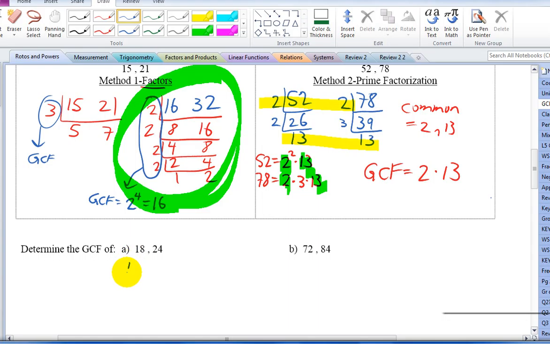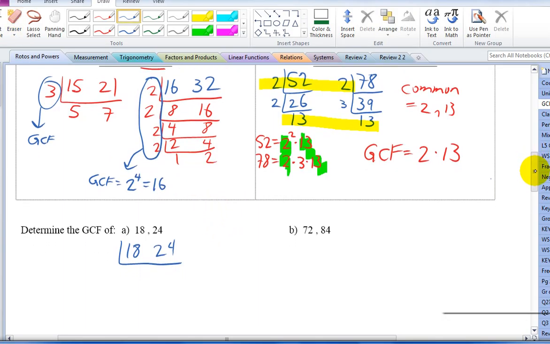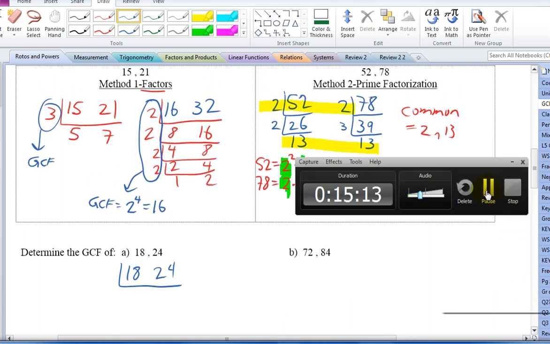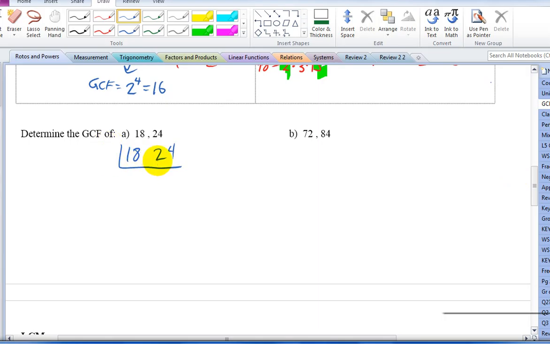So let's have 18 and 24. I want you to go ahead, find the GCF. Go. Just real quickly, 18 and 24. Choose prime numbers, please. Divide by 2, we get 9 and 12. Divide by 3, we get 3 and 4. So what's the GCF? Right here. GCF equals 2 times 3.